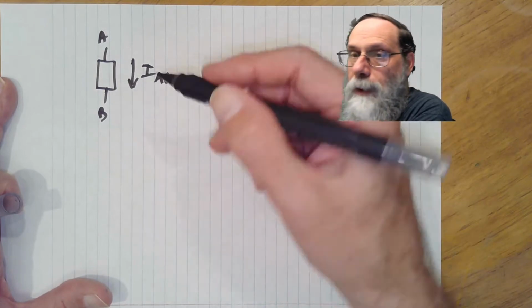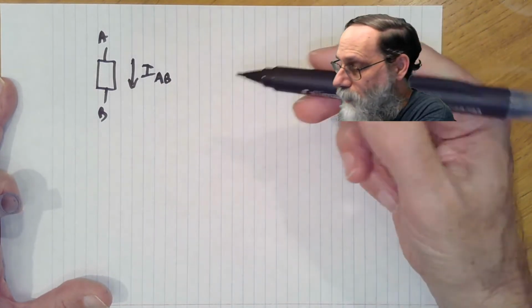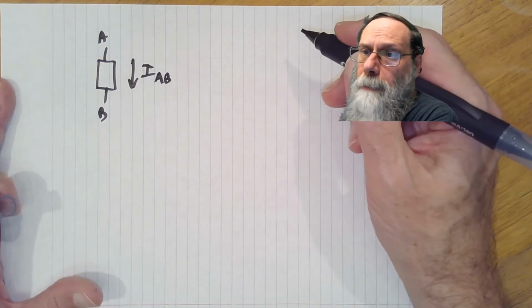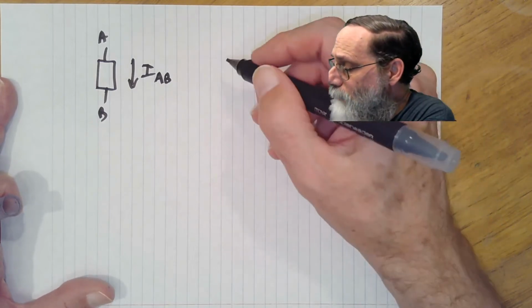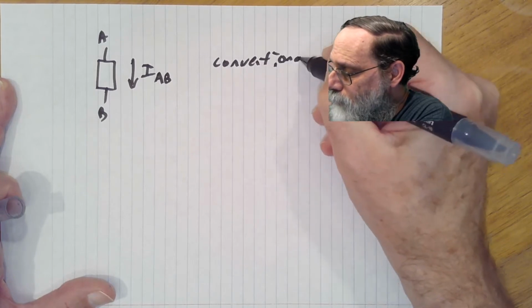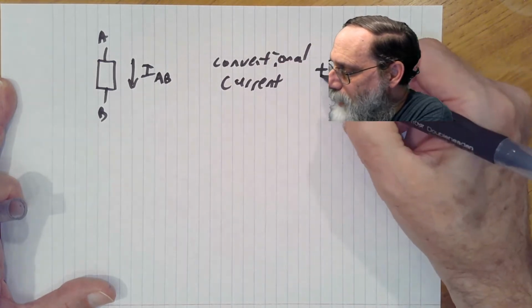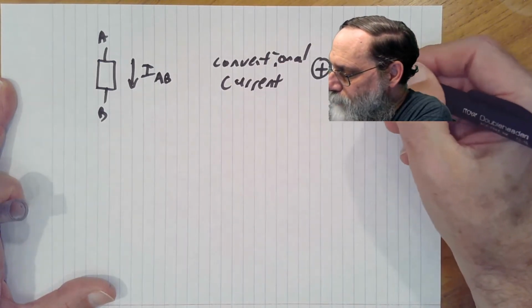I've drawn the arrow there to indicate that if I have a positive value for that, that's current flowing in this direction. Now, when I'm talking about positive current, we're talking about conventional current flow. And conventional current flow is with positive charge carriers.